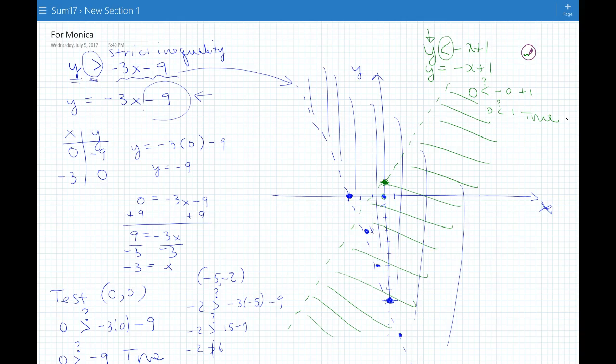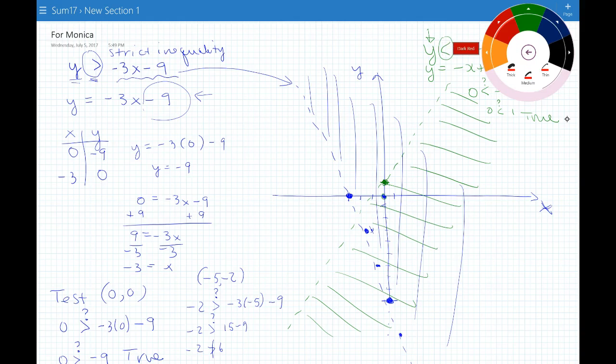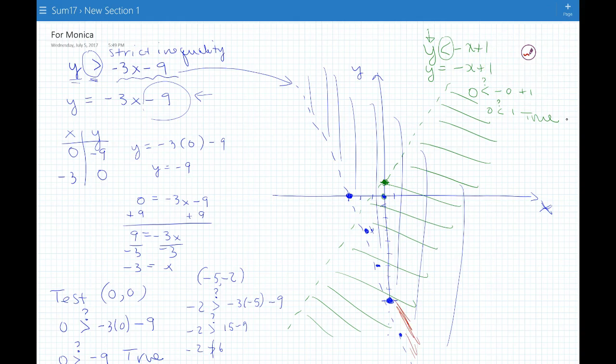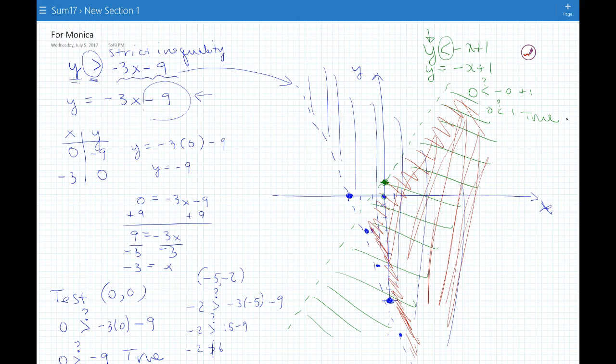So now you see that you have a region that is colored both green and blue. So let me actually color it a different color so you can see it better. So I'm going to color it red. So this side of the blue line and this side of the green line, all this is colored blue and green. So that's the solution set to the system of inequalities.